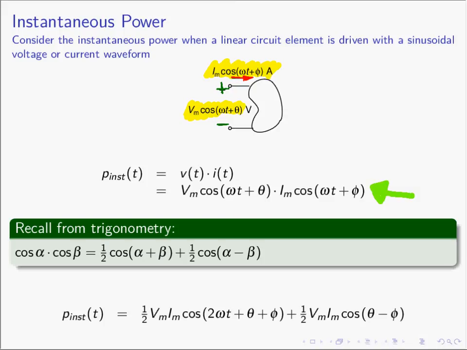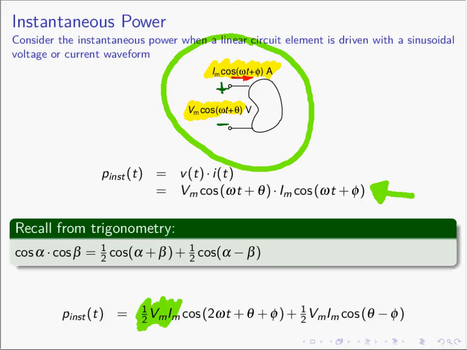Now, to simplify, we see that we're using sinusoidal signals here, so these are both cosine waves. If you recall from your trig the cosine product formula given there in the box, then we can simplify, and we see that the instantaneous power in the situation drawn at the top of the page is 1/2 Vm Im cosine(2 omega t plus theta plus phi) plus 1/2 Vm Im cosine(theta minus phi).